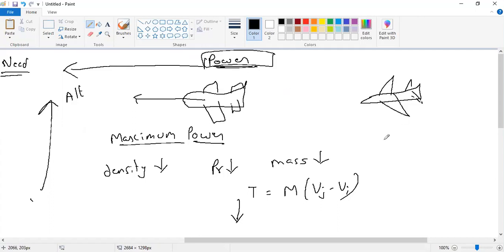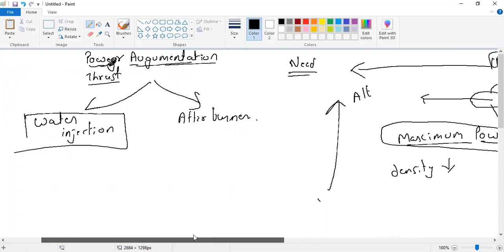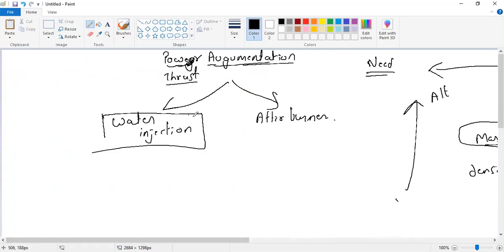Also, suppose your runway is smaller. Let us say my runway is smaller and I need to take off from this. So I will again use the power augmentation system. So you need to understand why the power augmentation system is required. It is required only in case I'm not getting the maximum power or I want to take off from a shorter runway. For doing so, we have got two methods. One is the water injection, another one is the afterburner.